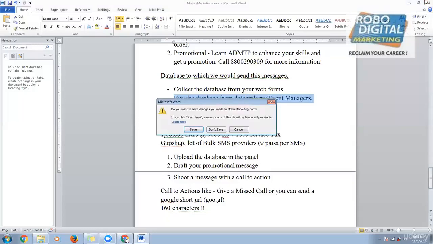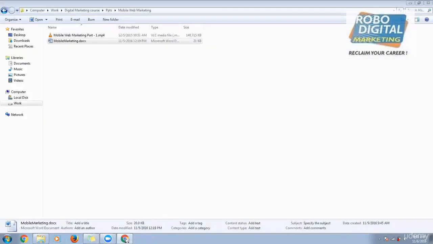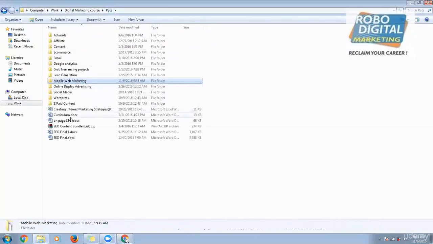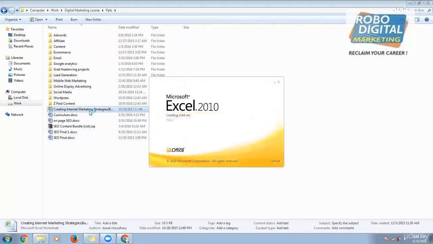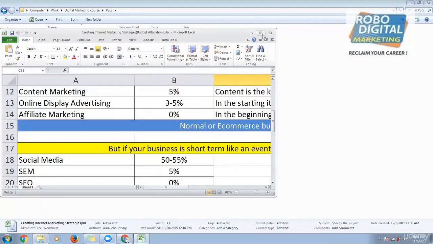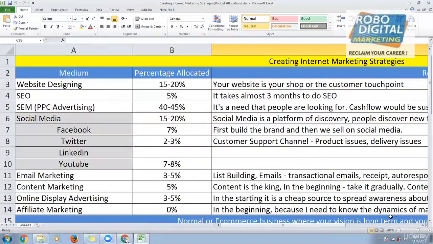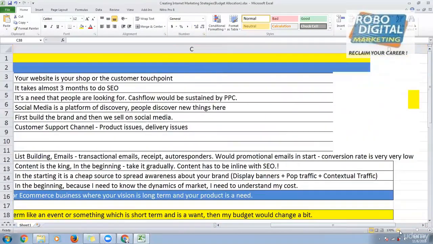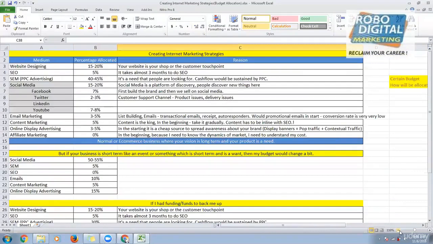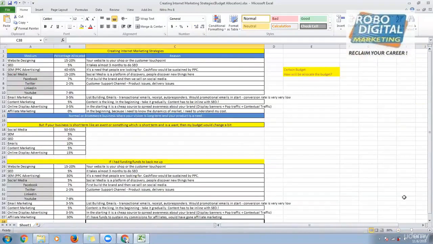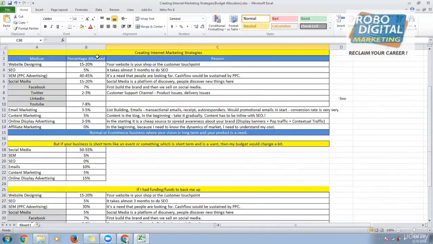Strategies. Basically, in internet marketing strategies, what we do is we try to give budget allocations into it. Okay, how to allocate budgets for our clients or for our own businesses.